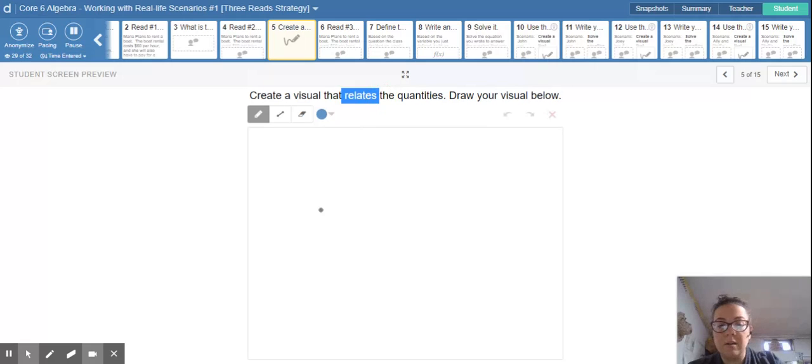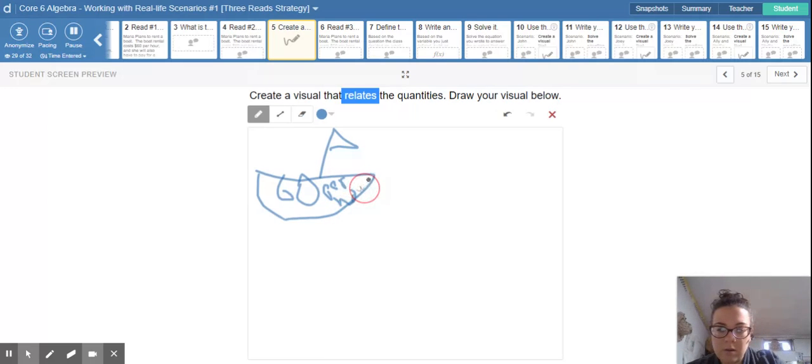How are they connected? So let's see, we have a $60 to rent the boat, so maybe I'll draw a little boat over this. And that's per hour. So I'm just going to write per hour because I don't really know what that means yet. Per hour. And they don't have to be good art because it's really hard to draw with a mouse, number 1, and this is not art class.